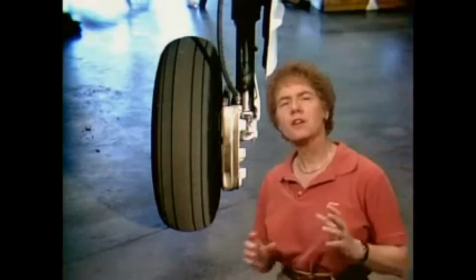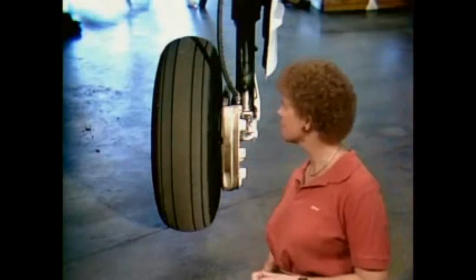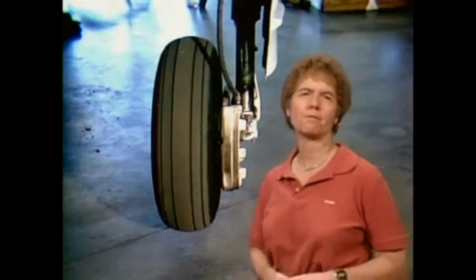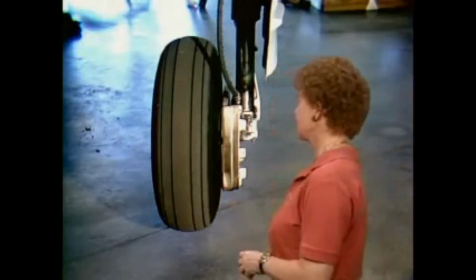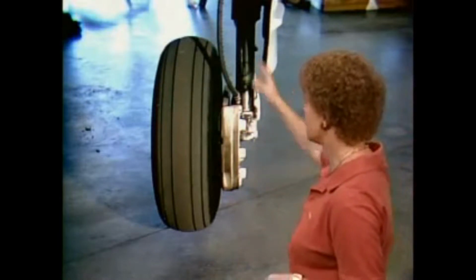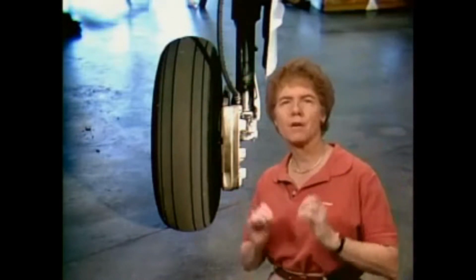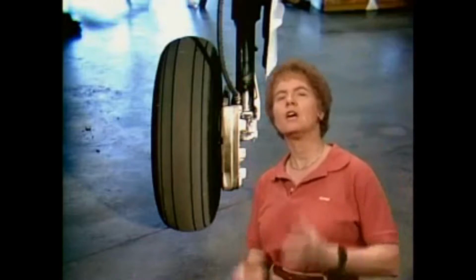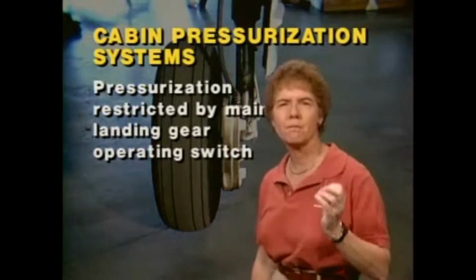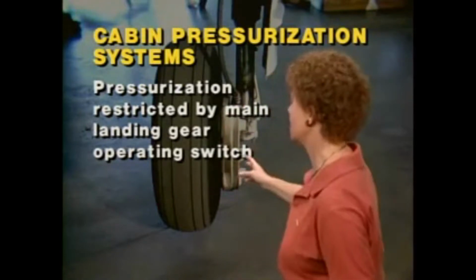Now, in general, it's not a good idea to have a cabin pressurized when you're on the ground. So to avoid that happening, the main landing gears on many aircraft will have a micro switch on them, and that micro switch prevents the cabin from being pressurized on the ground. So the pressurization is prevented by the pressurization main landing gear operating switch.